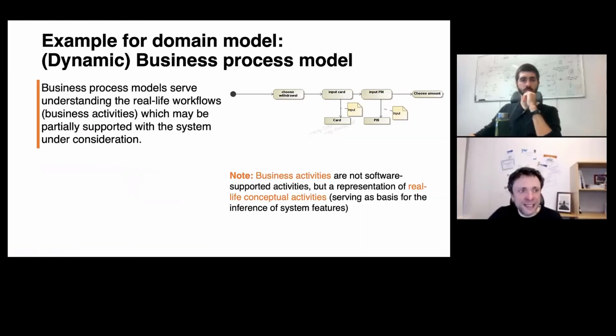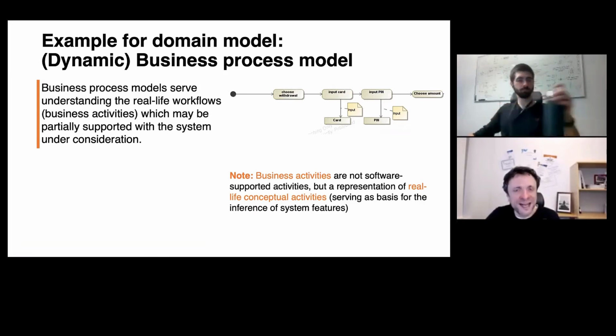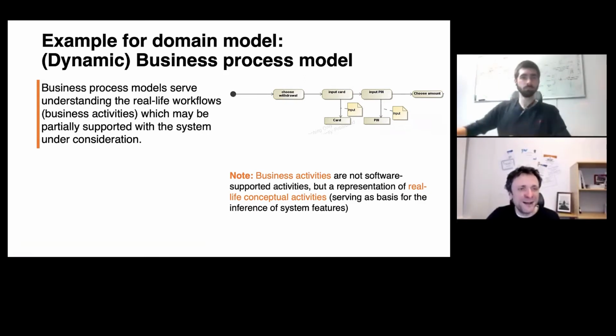What you can see here is a business process model capturing a more dynamic view on my domain. A business process serves the understanding of real-life workflows, which may or may not be partially supported by the system under consideration. Here it becomes already clear that when I capture my understanding in a domain model of the workflows I might want to support, not everything that I will model will be in scope of a software system.